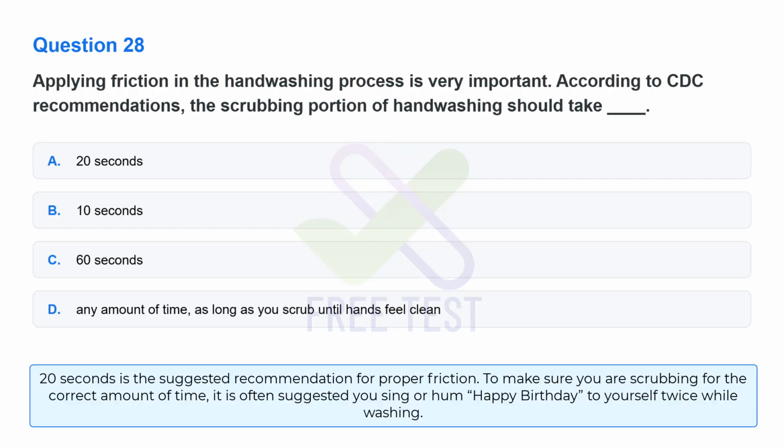The correct answer is A. 20 seconds. 20 seconds is the suggested recommendation for proper friction. To make sure you are scrubbing for the correct amount of time, it is often suggested you sing or hum Happy Birthday to yourself twice while washing.